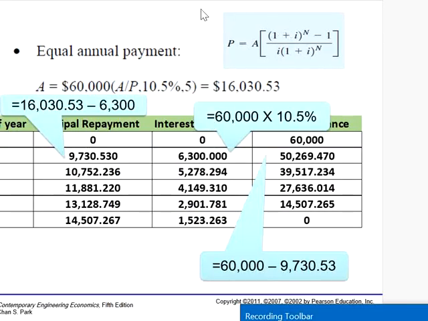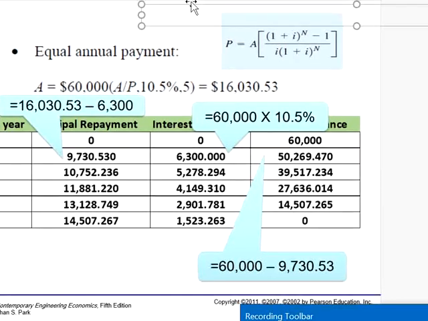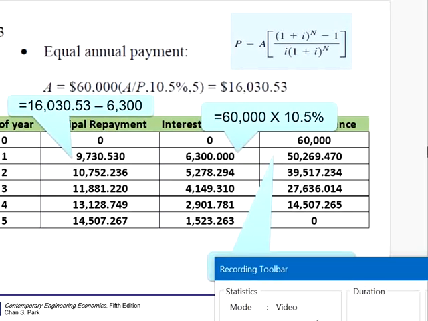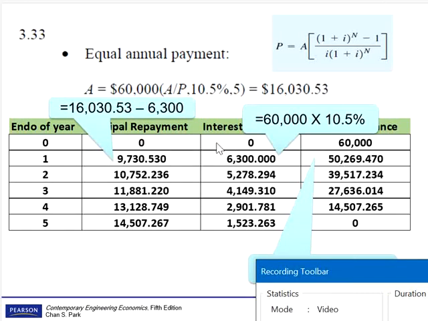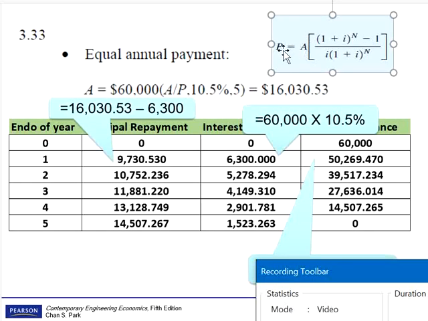Now 3.33. We need to find the equal annual payments using this formula, because our loan P of 60,000 is given. With this formula we can find out A: P is given, I is given, N is 5, and I is 10.5%, so A is 16,030. So this is our annual installment. What is our annual installment? It is 16,000.